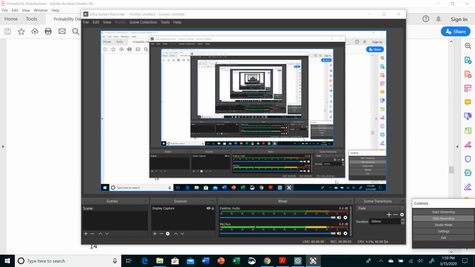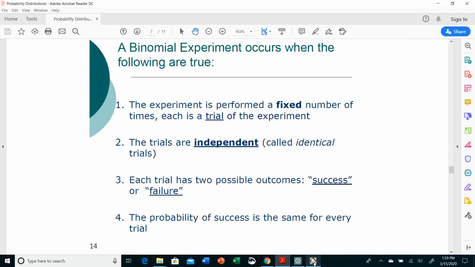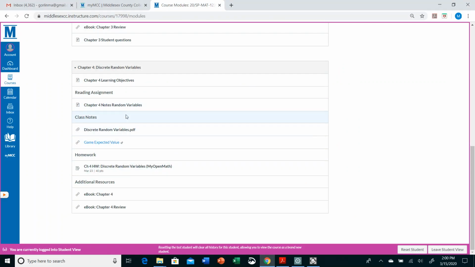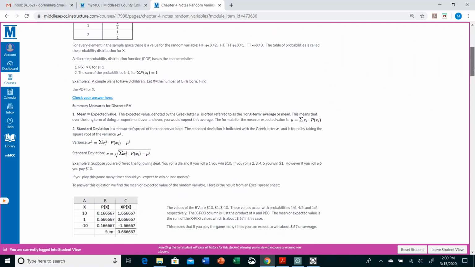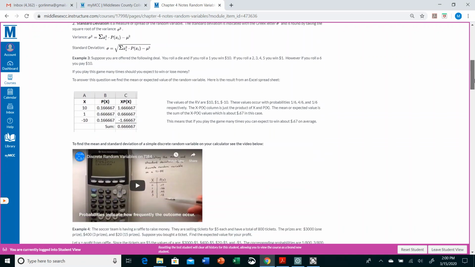Hi, this is called Binomial Experiments because we're going to talk about binomial experiments. So you can see in your notes these are the features of a binomial trial, and I'm expecting you to read these on your own. In addition, if you look at your reading assignments on Canvas, the chapter 4 notes on random variables, this is the beginning material on random variables, which we talked about before spring break.